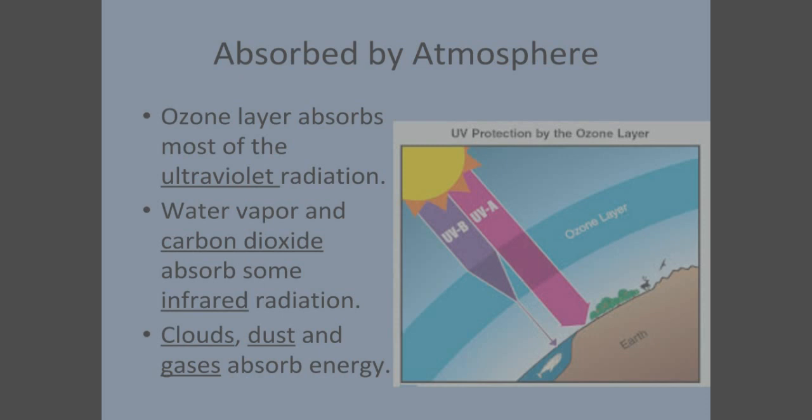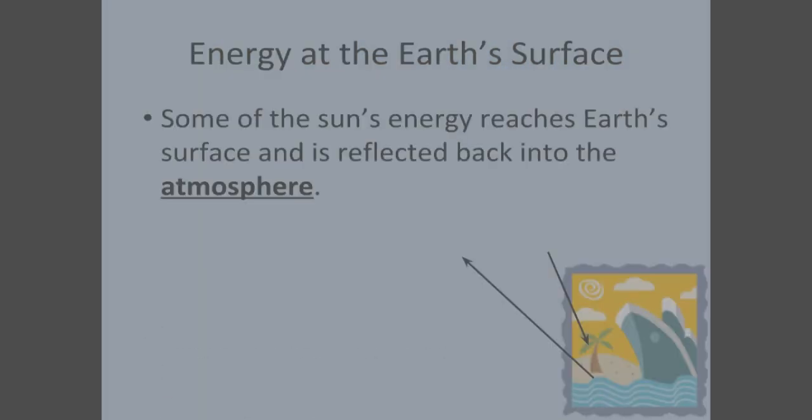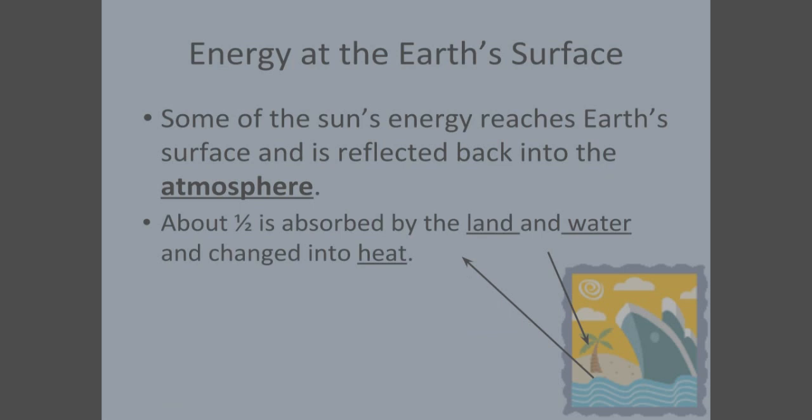Now remember that some sunlight is reflected back into space, just like a mirror. It's like those clouds that would act like mirrors. Some of the sun's energy reaches the Earth's surface and gets reflected back into the atmosphere. About half is absorbed by land and water and gets changed to that heat that we feel and heats up our land and air.